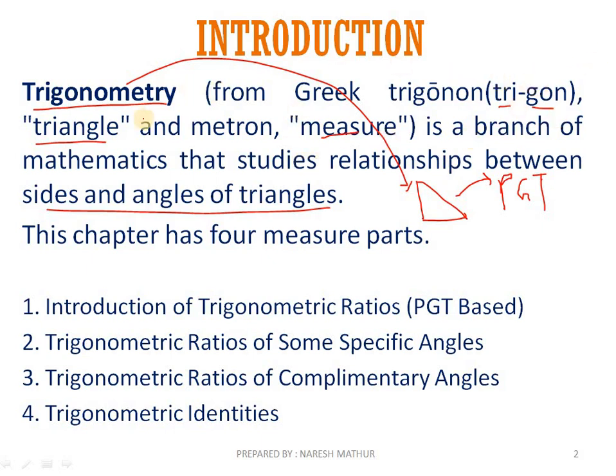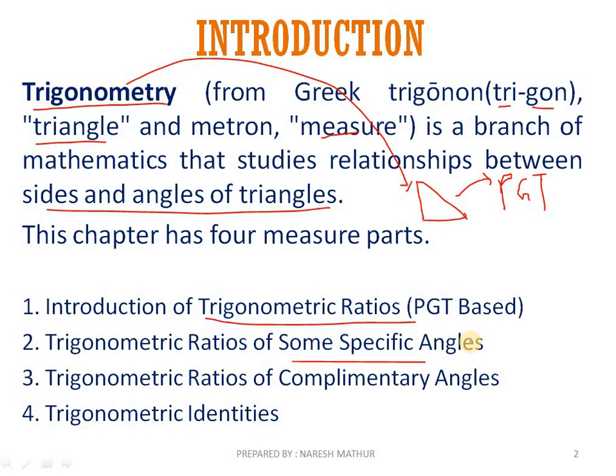Pythagoras theorem, because this chapter has four major parts, and the first part is based on trigonometric ratios, which is purely based on Pythagoras. Then the trigonometric ratios of some specific angles. These angles are 0, 30, 45, 60 and 90. Then ratios of complementary angles, that is the 90 minus theta concept. And at last, trigonometric identities, one of the most important concepts of this chapter. We'll discuss these concepts one by one in our upcoming videos.